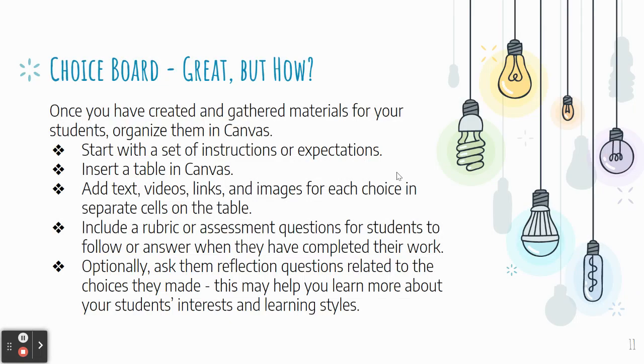All right, so how do you go about doing this? In Canvas, once you've created and gathered materials for your students, kind of like the librarian gathered all of their videos, the next step is to create the choice board. Sometimes it's a matter of going online and finding those things. It might be a matter of scanning in documents or PDF files, or it might be you recording your own videos to put in your choice board.